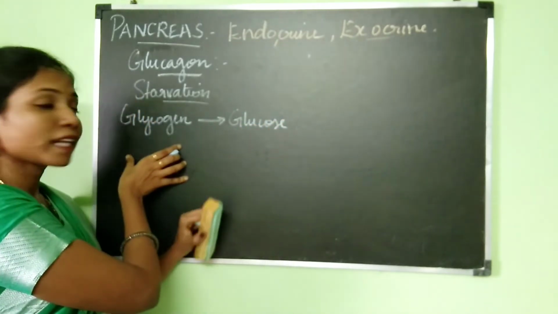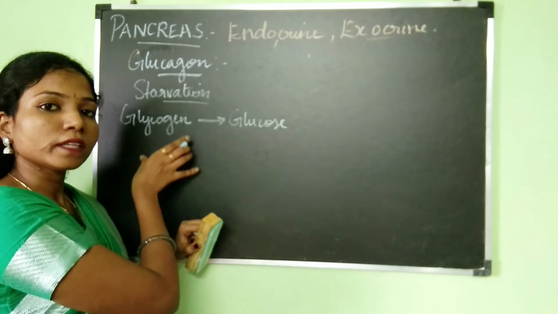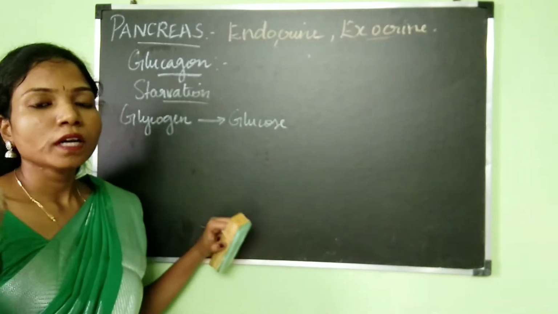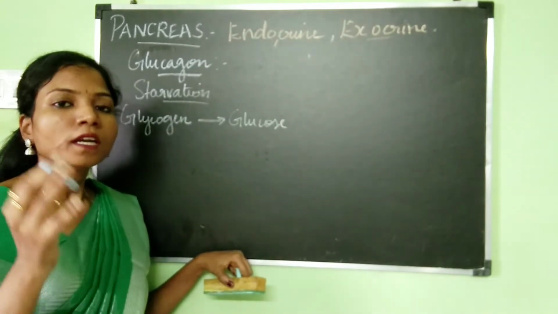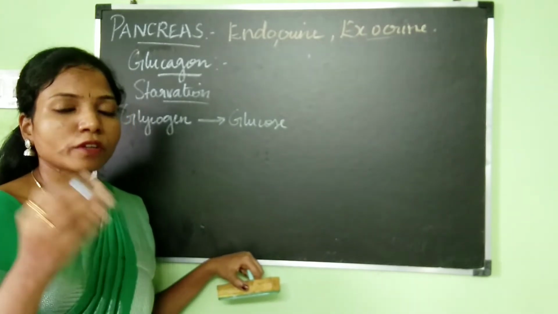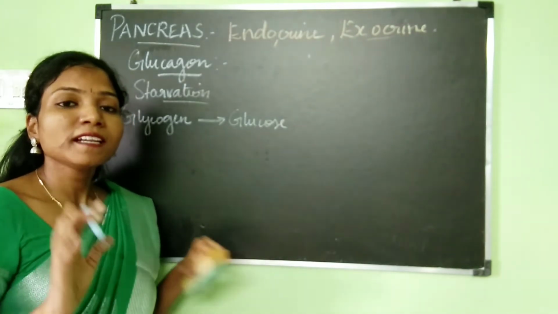So where was this glycogen stored? This glycogen was stored in the liver, right? So whenever a person is starving, for example, if you have not consumed your breakfast or your lunch, still nothing will happen to you.